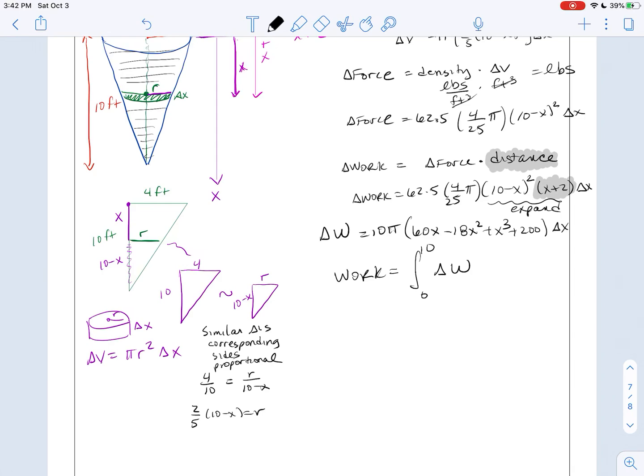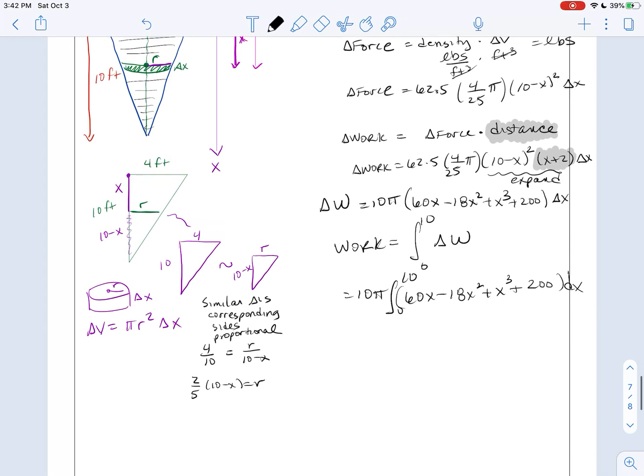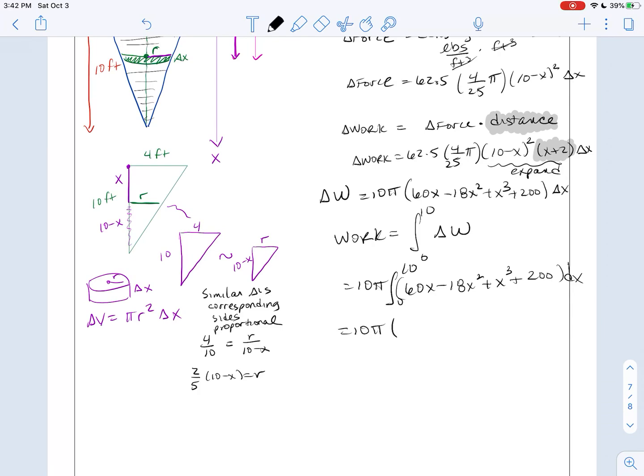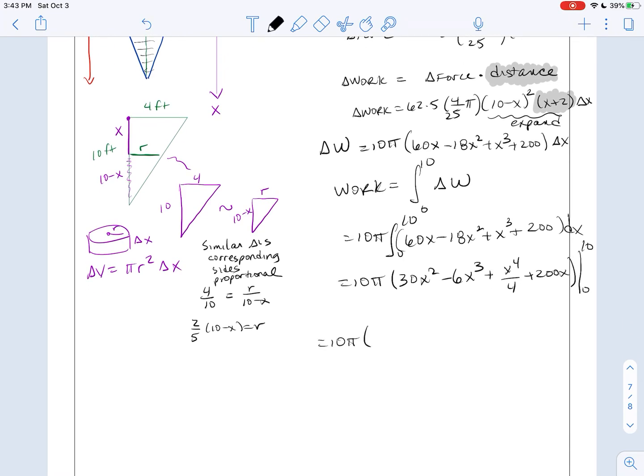Good. And then we're going to end up with 10 pi from 0 to 10 of our 60x minus 18x squared plus x cubed plus 200 dx. And you can integrate that term by term, and you end up with 10 pi times 30x squared minus 18 divided by 3 is going to be 6, x cubed plus x to the 4th over 4 plus 200x, and we're going to go from 0 to 10. Each one of those terms has an x value, so your f of b minus f of a, your f of 10 minus f of 0 is just going to be f of 10.